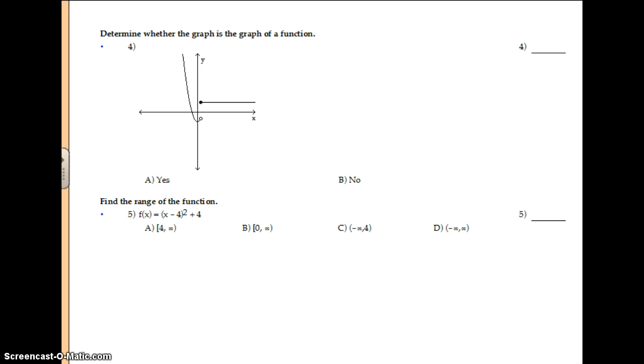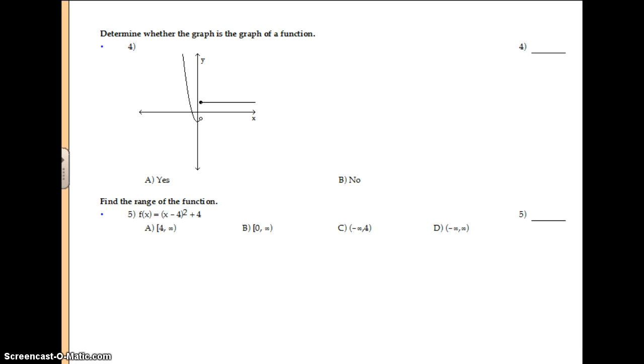Okay, for number 4, it says determine whether the graph is the graph of a function. All you're going to do is do the vertical line test for that. So if your vertical line crosses the function in more than one place, then it's not a function. If it can only ever cross in one place on the graph, then it's a function. And in this case, it's only ever going to cross one point using the vertical line test, so the answer is yes.